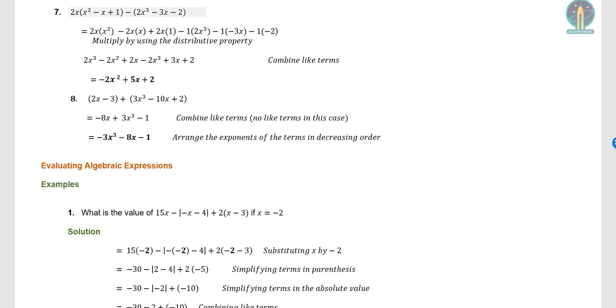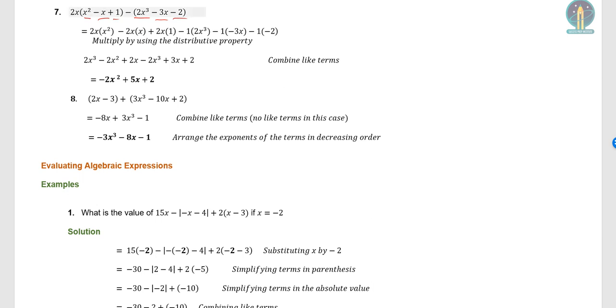So 2x times (x squared minus x plus 1), minus (2x cubed minus 3x minus 2), etc. So this one is a little bit more involved. There's a lot going on. But again, it's straightforward in the sense that you know the process, right?